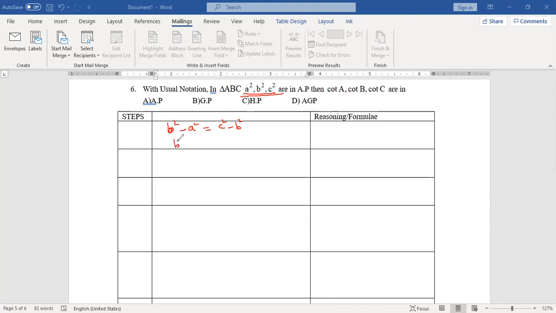So from here I can say B square equal to A square plus C square minus B square. Right? Yes, sir. From this you can say B square equal to, this comes where? Sir, cosine form. Yeah, cos B equal to A square plus C square minus B square upon 2AC. So I can say this is 2AC cos B.